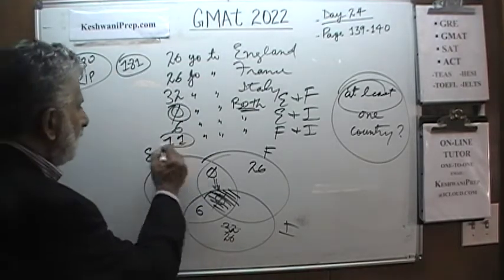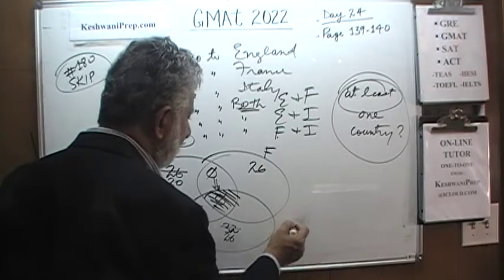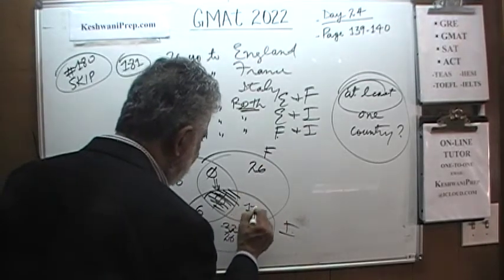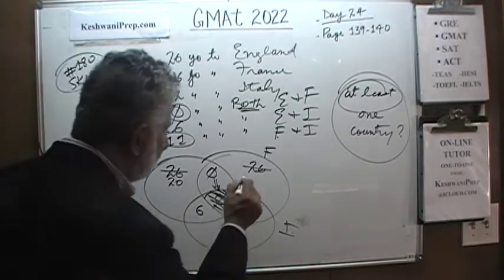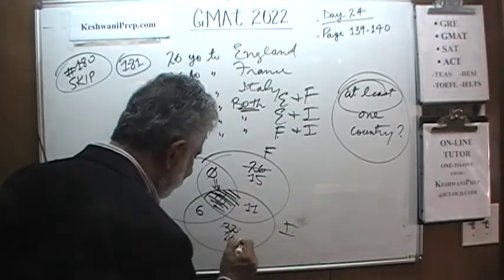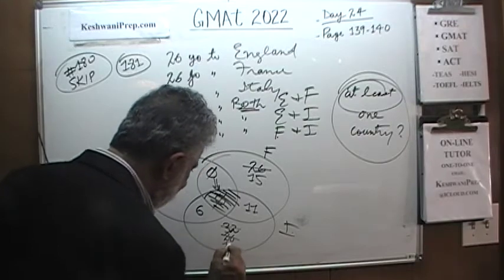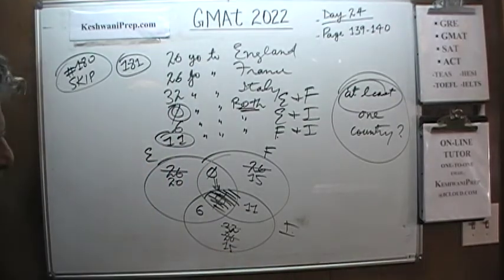Then we are told that 11 people went to both France and Italy. France and Italy, 11 people. So we put 11 here and subtract 11 from here. 26 minus 11 is 15. And since this is 15, this is also 15, because we're dealing with the same number, 26. Let's take a look at it.